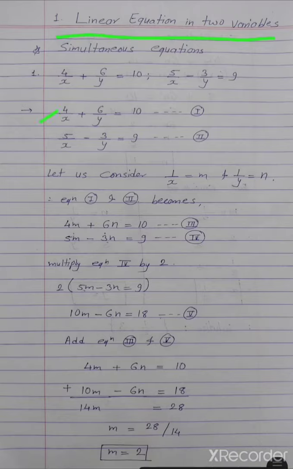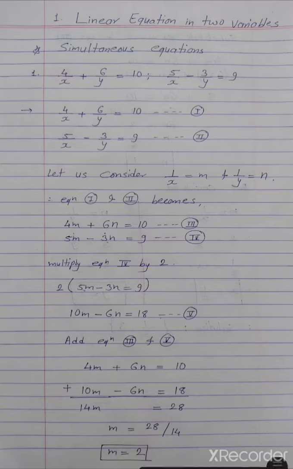So here I name them equation number 1 and equation number 2, and here I can see the variables are in the denominator, so you can write them as 1 upon x and 1 upon y. So I am considering 1 upon x and 1 upon y equal to m and n respectively. When you substitute these values in equations 1 and 2, you will get these two new equations.